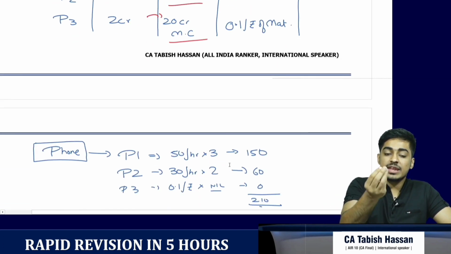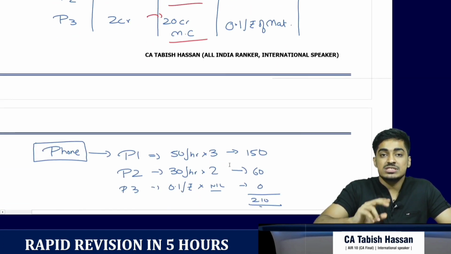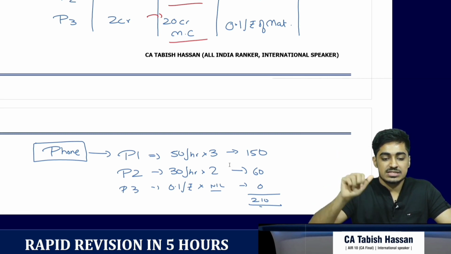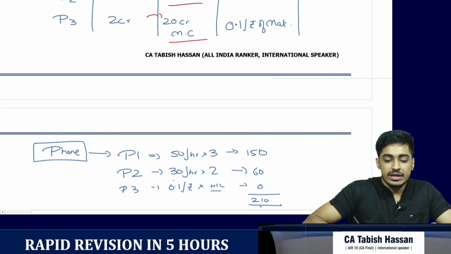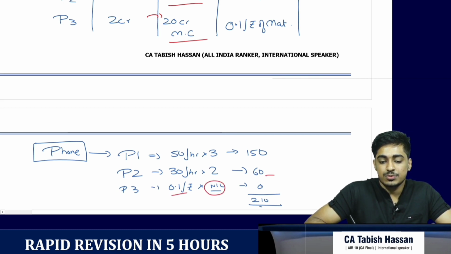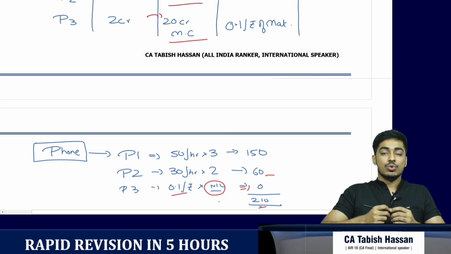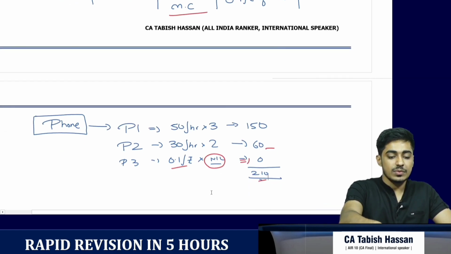Okay, now to manufacture a phone, say I'm using services of only 2 departments, say P1 and P2. So based on whatever is the actual services I'm using, I will charge it. Say 50 per hour into 3 hours, that is 150, 30 per hour into 2 hours is 60, and this is 0.1 per rupee. And suppose I have not taken any material, it comes to 0. So the total overhead comes to 210 rupees.